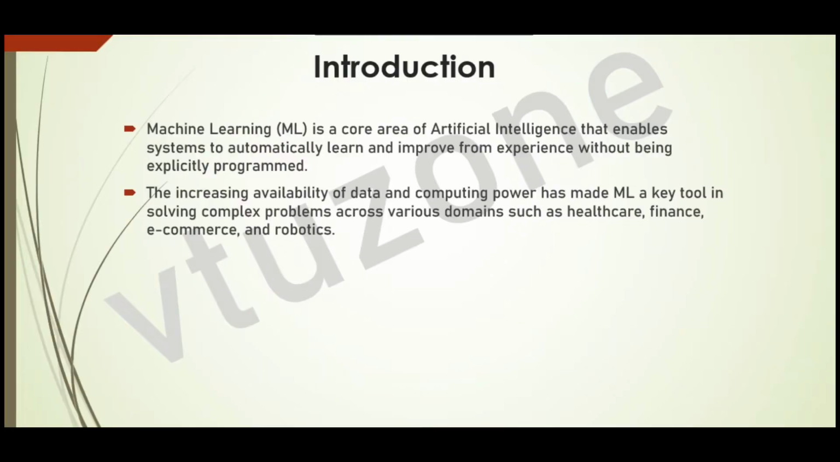Next, the increasing availability of data and computing power has made machine learning a key tool in solving complex problems across various domains such as healthcare, finance, e-commerce and robotics. Because we now have a lot of data and powerful computers, machine learning is used to solve big problems in different areas. For example, in healthcare, machine learning can look at medical records to help doctors detect disease early. In finance, it helps in fraud detection.